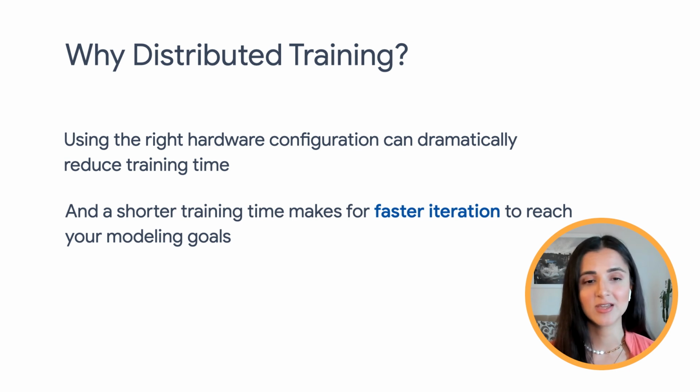Now, before we get into the details, it's important to understand why we need distributed training in the first place. Deep learning works in part because of very large data sets. If your model training takes a few minutes or a few hours, you can quickly try out different ideas. If the training takes a few days, you can try out different ideas if you run some experiments in parallel. But if the training starts to take weeks, your progress will likely slow down as it's difficult to quickly experiment with new ideas. Using the right hardware configuration can dramatically reduce training time, and a shorter training time makes for faster iteration to reach your modeling goals.